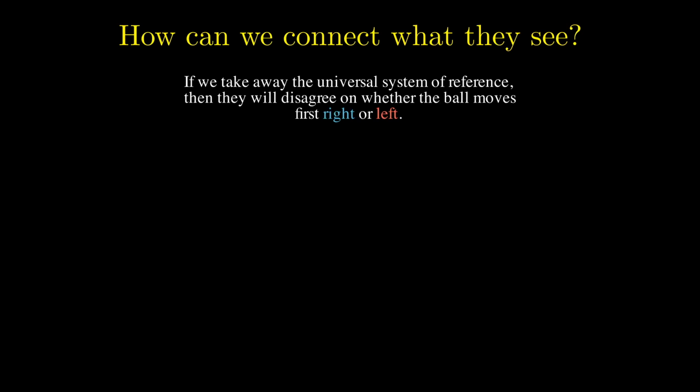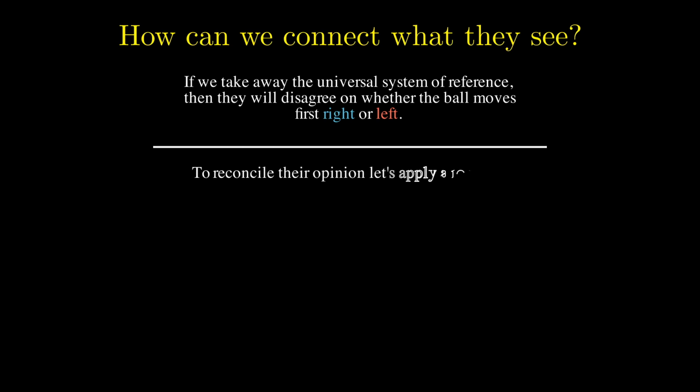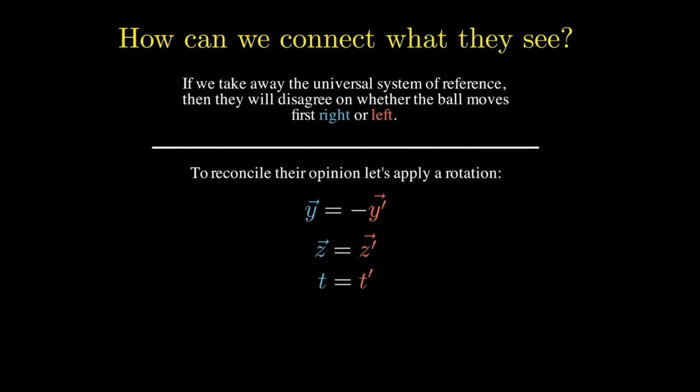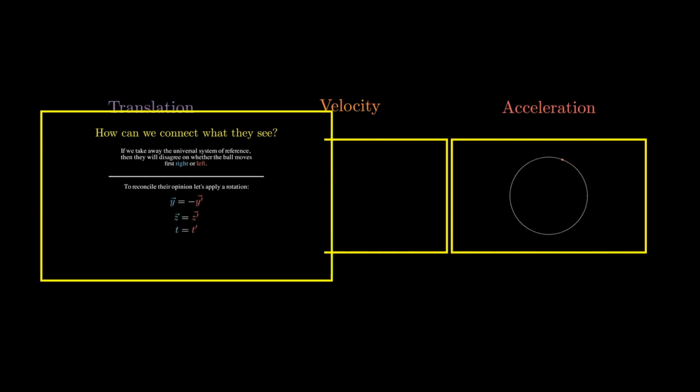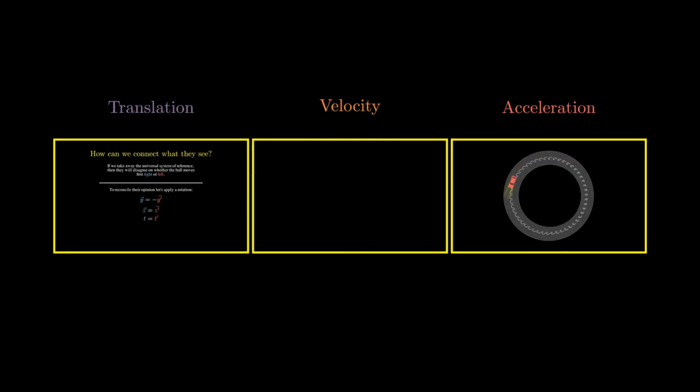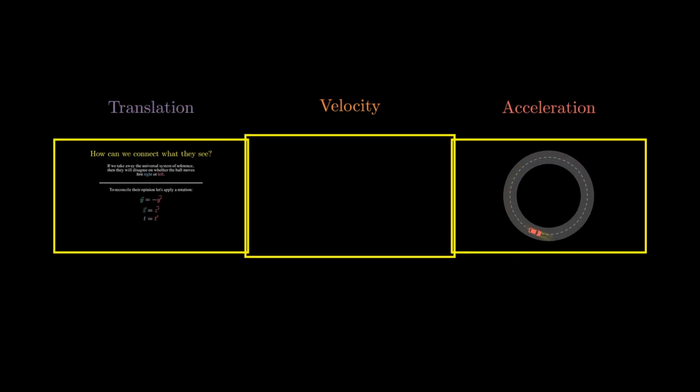The answer is letting them know that their own system is rotated about 180 degrees from the other. This rotation results in 2 different coordinate systems that can agree on the events given a change in sign in the y-axis. While this example is quite simple and intuitive, it will help us in understanding the next situation, the velocity case.